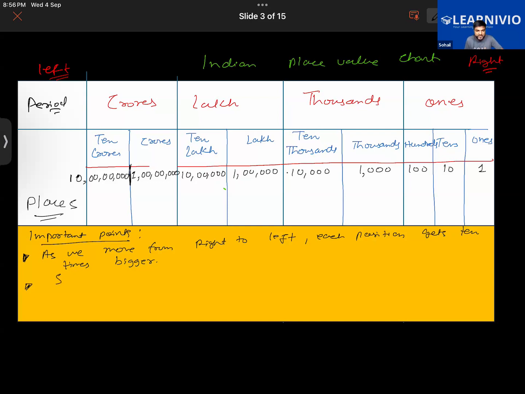So another thing is that similarly, as we move from left to right, each position is 10 times smaller. It basically gets divided by 10, so it's 10 times smaller. That is the thing here. If you guys are done writing this, let me know. There are a few more things to be discussed in this. We will be learning about where the commas have to be put.